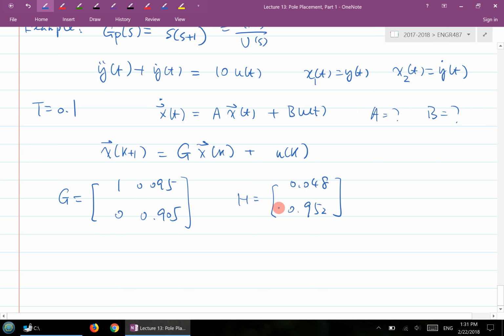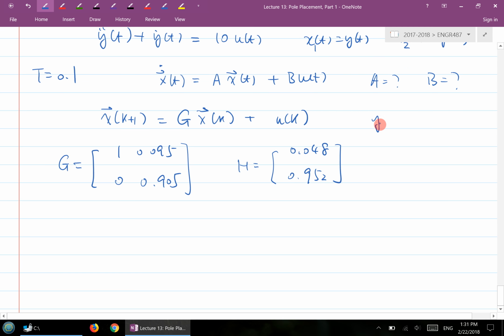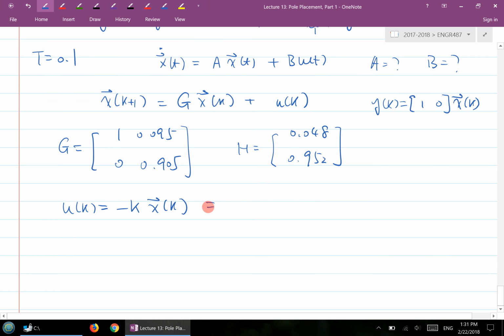Of course, your output equation, not much difference, is basically 1, 0, x of k. So now what I'm going to try to do is derive a pole placement controller for this system, where G and H are described here. So the negative feedback is this: negative k1, k2, times x1 of k, x2 of k.